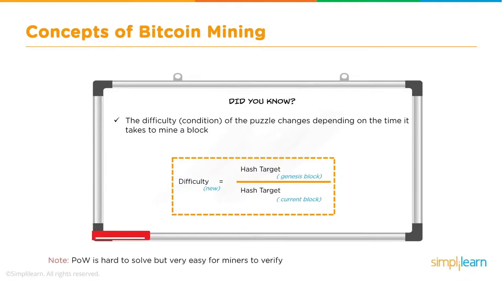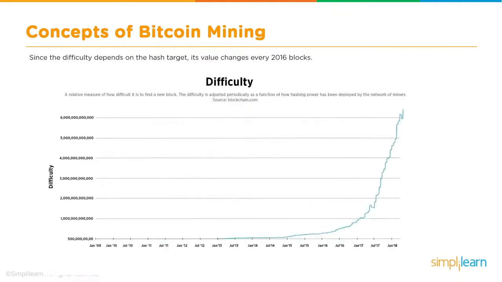So basically, it is very hard to generate the proof of work, but it is very easy for the miners to verify. Once you have solved the puzzle and broadcasted that you have validated a record, it is very easy for other miners to verify what you have done. Once the majority gives their consensus, the block gets validated and added to the blockchain. Now, since the difficulty depends on the hash target, its value keeps changing after every 2016 blocks.